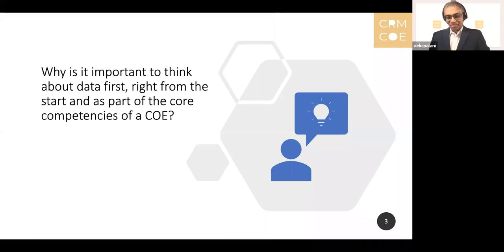I would like to talk about the importance of why. Why is it important to think about data first, right from the data, and as part of the core competency of COE? So if a COE leader is putting together a program, or in a matured COE, why should COE leaders be thinking of data as front, center, and left of the initiatives that they do? So I want to take this question to Sovan and see if Sovan can help us to understand your insight onto this particular question.